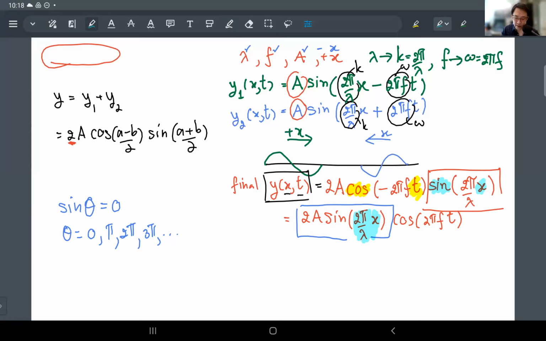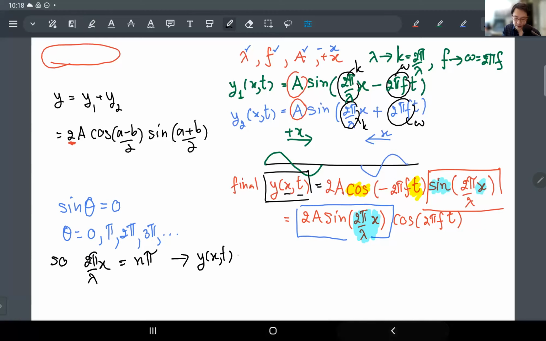All right, let's clear this up. Let's pull this one out. So 2 pi over lambda x, if it's equal to a multiple of pi, that's when you're going to get 0 no matter what, no matter how long you wait.